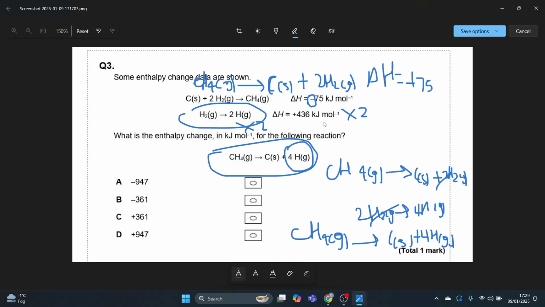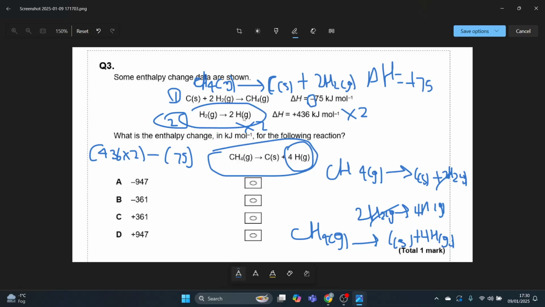Now how do we do that? Well, firstly we reverse reaction 1 and we double reaction 2. So all we have to do now is 436 times 2, because we doubled reaction 2, minus 75, because we reversed reaction 1, so the enthalpy change became reversed. Instead of negative 75, it became positive 75. 436 times 2, minus 75.